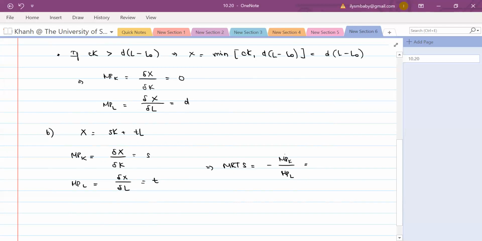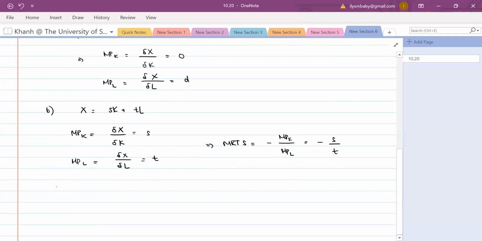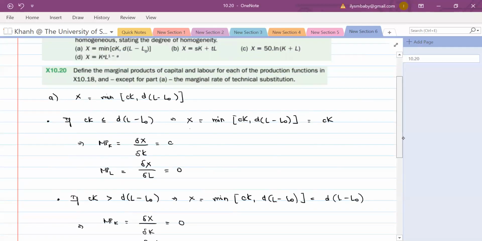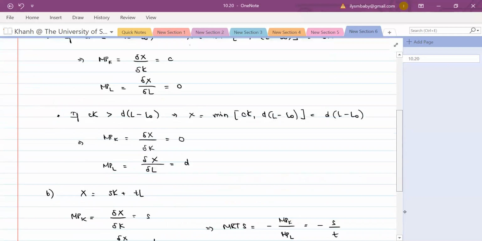So when you draw the isoquant for this production function, if you are putting MPK on top when you find the marginal rate of technical substitution, then K has to be on the horizontal axis when you draw a diagram. That's all. So in this case, the marginal product of capital is s and of labor is t. Okay, so the next production function is x equal to 50 log of K plus L.